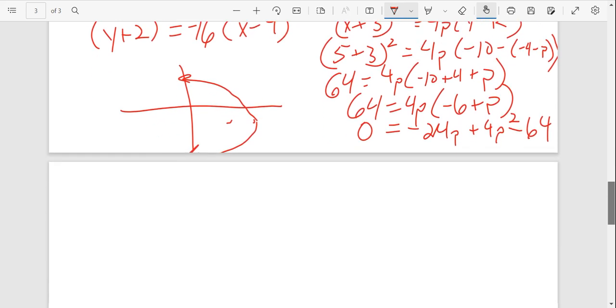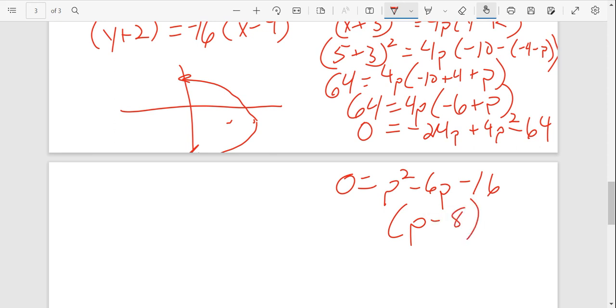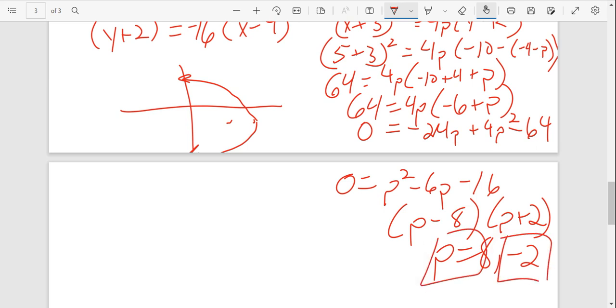I'm running out of space here. I'm going to be able to go to the next page. If I divide everything by 4, much easier to work with. So I'm going to get p minus 8 times p plus 2, giving you solutions of p equal to 8 and negative 2. Now, which one is it? Well, it's got to be negative 2 because it's facing down. So p is equal to negative 2, not 8.